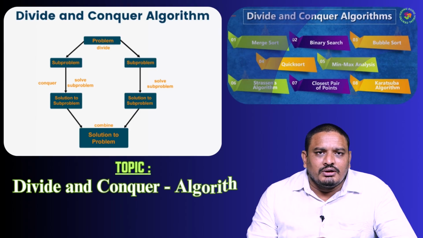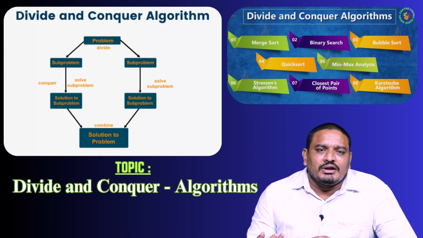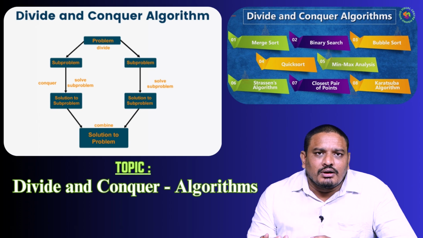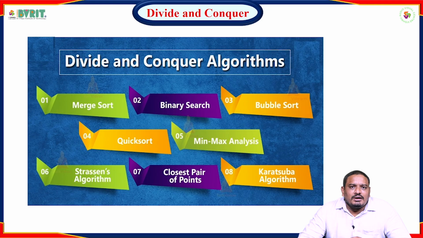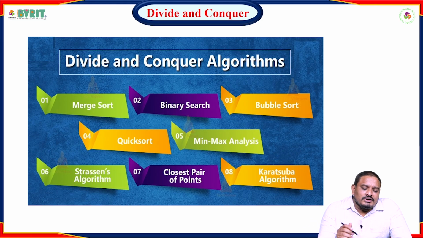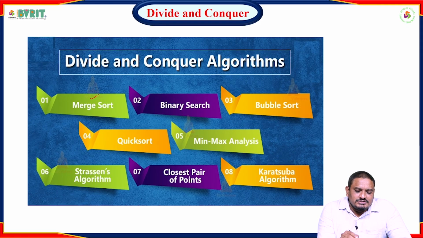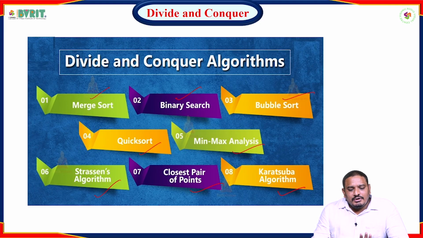In that subject, today we will discuss the different applications under the divide and conquer method. In the divide and conquer approach, there are a number of algorithms. What are they? Merge sort, binary search, bubble sort, quick sort, minimax analysis, Strassen's algorithm, closest pair algorithm, and Karatsuba algorithm. These are the different algorithms available under the divide and conquer technique.